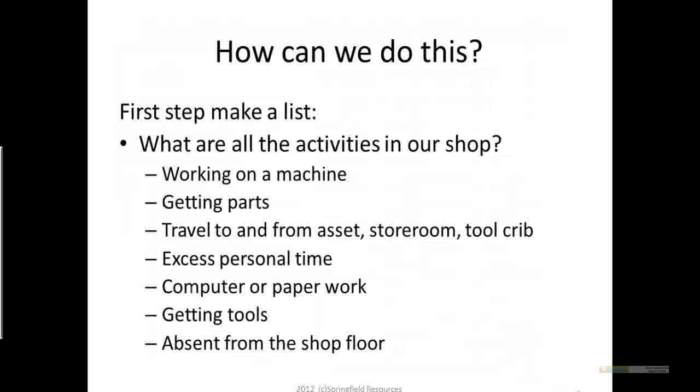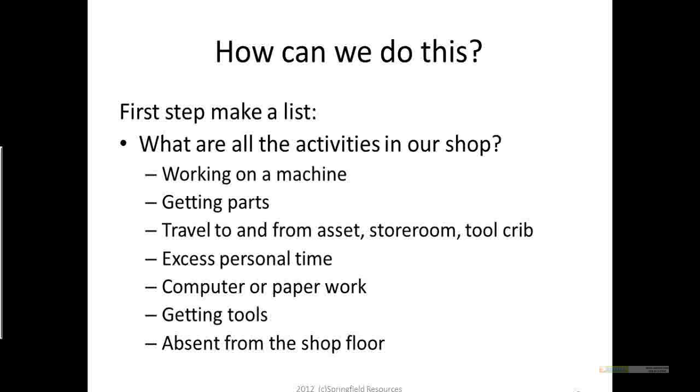So here's the question. How can you do this? How can we do this work sampling? Work sampling is, of all the things that somebody could do, very, very straightforward to do. The first step is to make a list of all the activities that are going on in our shop. And this would include the direct activities like working on a machine, to the indirect activities like getting parts, traveling to and from the asset and to and from the storeroom and the tool crib.